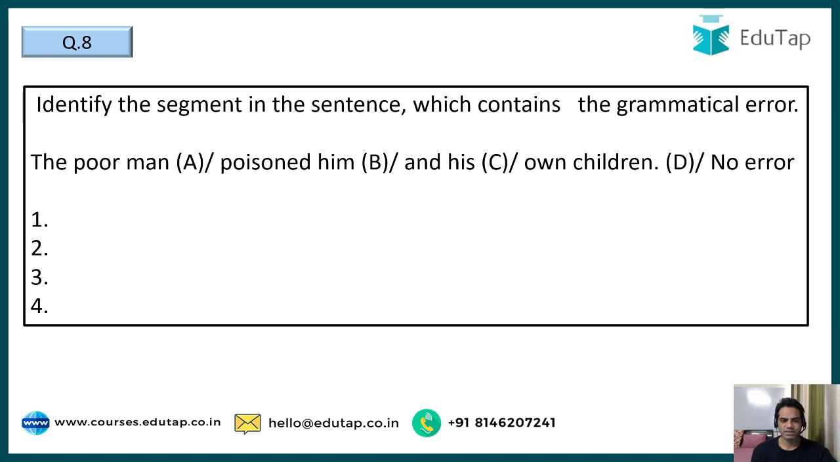The poor man poisoned him and his own children. Now, this is a question of pronouns. The poor man poisoned him and his own children. It should be: the poor man poisoned himself and his own children. So that is the correct replacement here. The poor man poisoned himself and his own children.